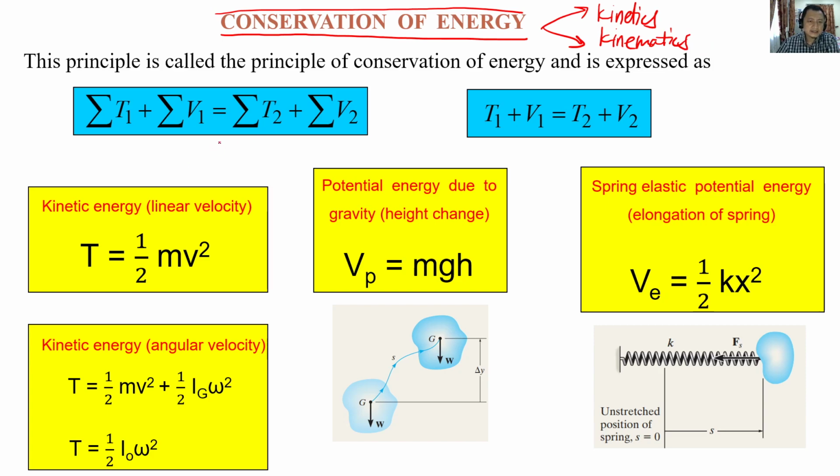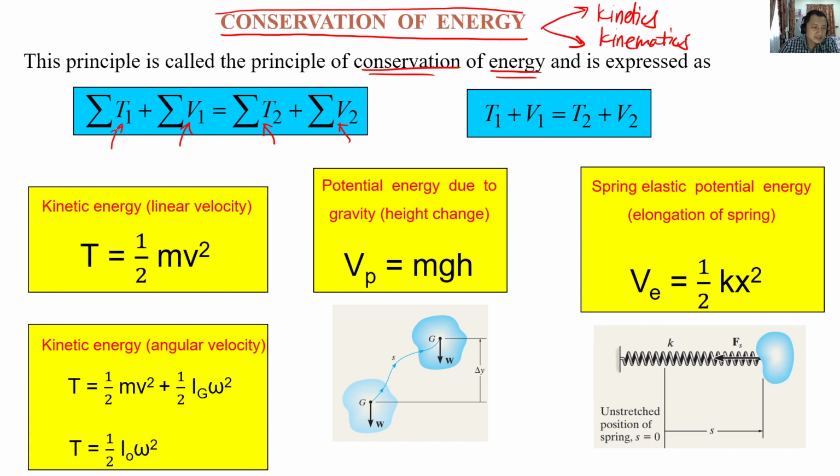So basically, energy is conserved. If you have initial energy before a process, that same amount of energy will exist after the process. You cannot lose those energies. Those energies are lost due to some inefficiencies.